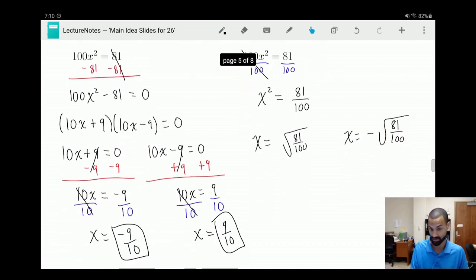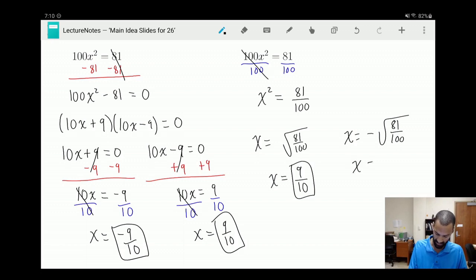Okay, this should start to look familiar, right? Because the square root of 81 is 9, and the square root of 100 is 10. So there's our two answers, right? Notice we used the square root property this time to get that.